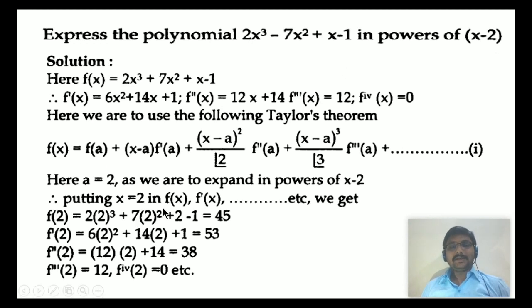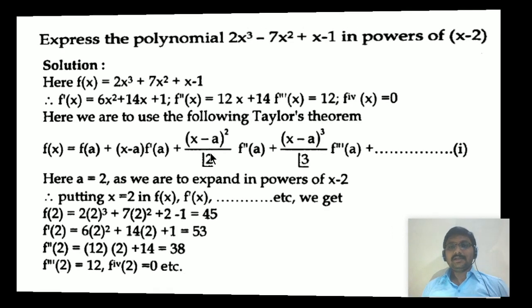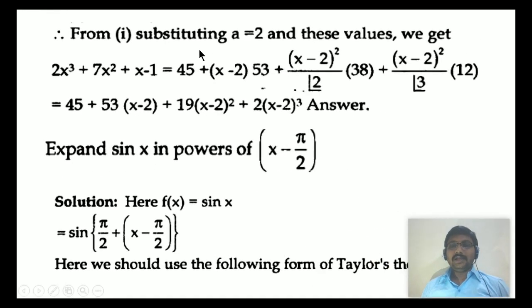Now putting x equal to 2 in f of x, f dash of x, f double dash of x, f triple dash of x and so on, we get these values. All these values are substituted in equation 1. So thus, substituting in 1, a equal to 2, and these values, we get the expression expanded in increasing powers of x minus 2. So this is the required Taylor series expansion for the given polynomial in increasing powers of x minus 2.